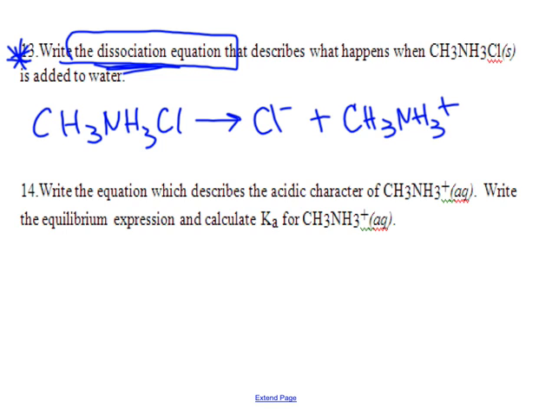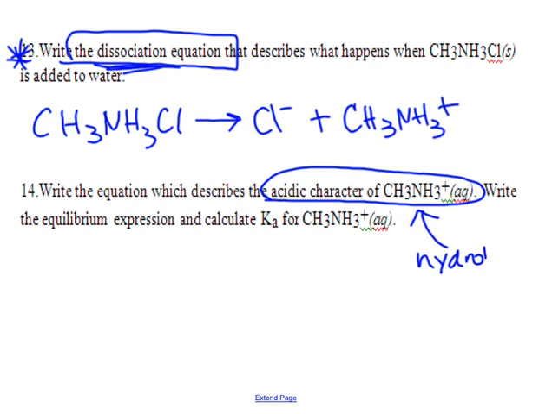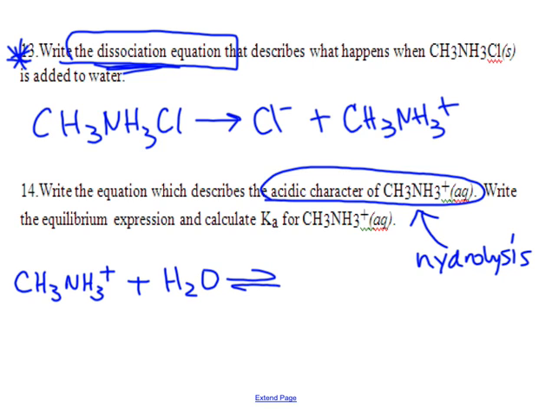Write the equation which describes the acidic character of this. This is kind of telling you that this is the ion that undergoes hydrolysis. That Cl minus doesn't. So how do we write a hydrolysis reaction with NH3 plus? How do we write a reaction? Okay. And what do we make?